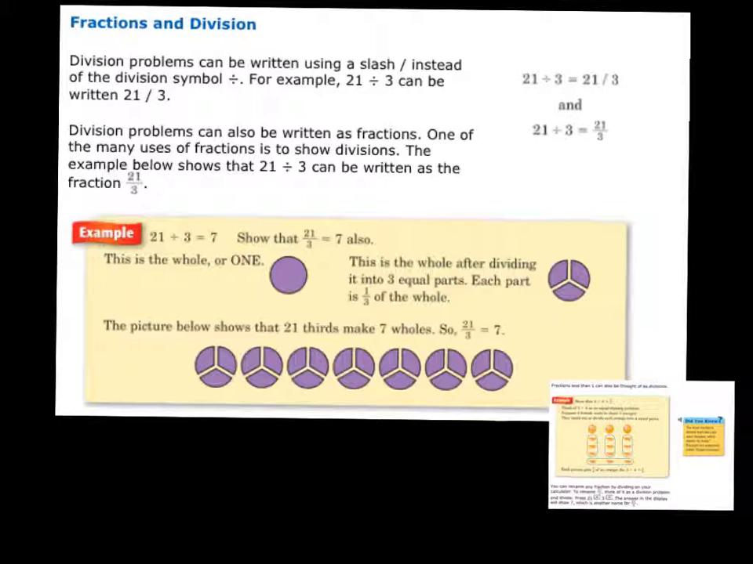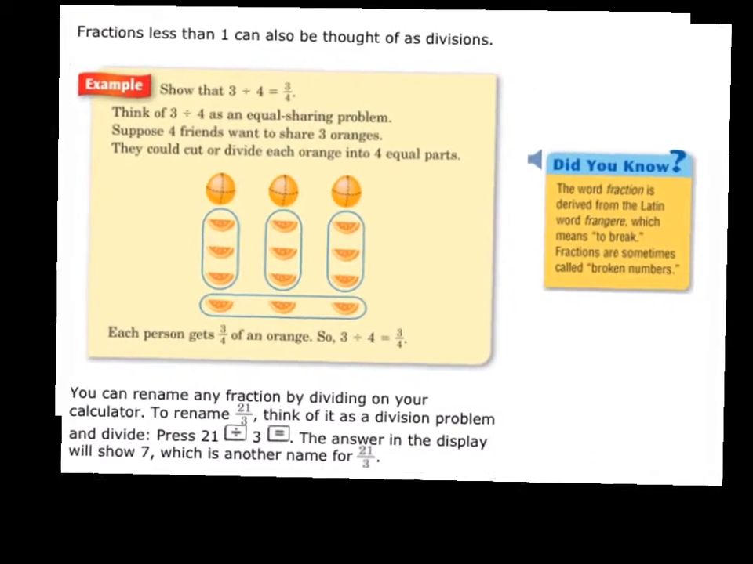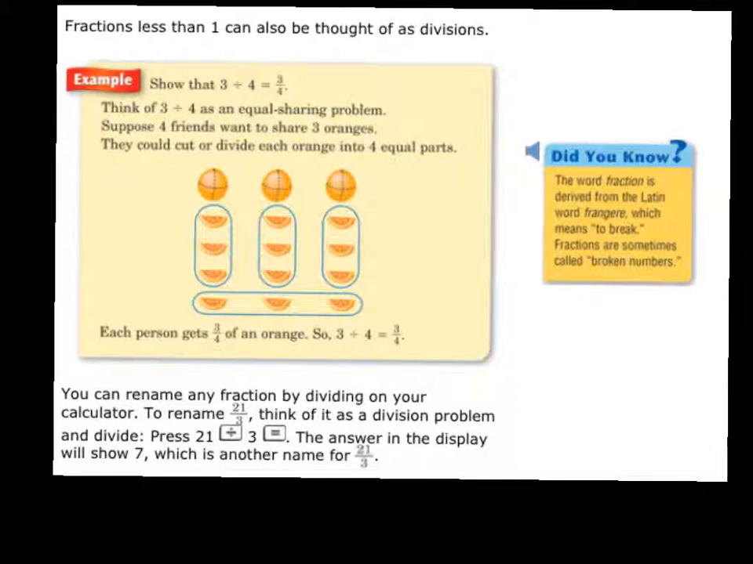Let's take a look at the bottom half of page 46. Who can read that page for us? Notice that in this case, when we have 3 divided by 4, the divisor is actually larger than the dividend. When this happens, we know our answer is going to be a fraction, and in this case, each person gets less than 1 whole.